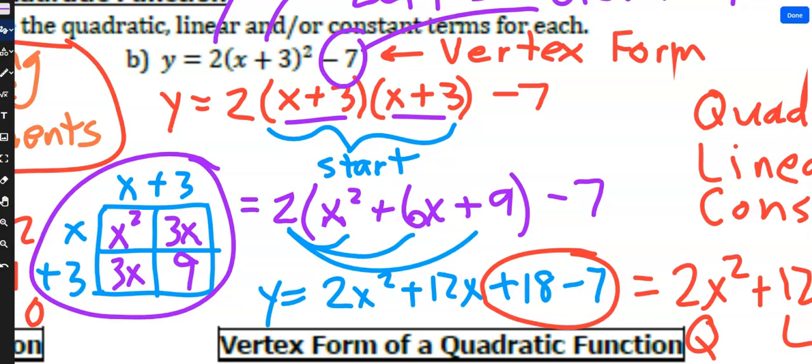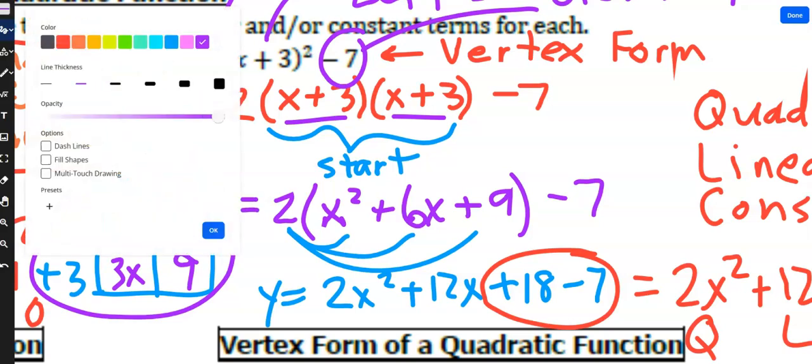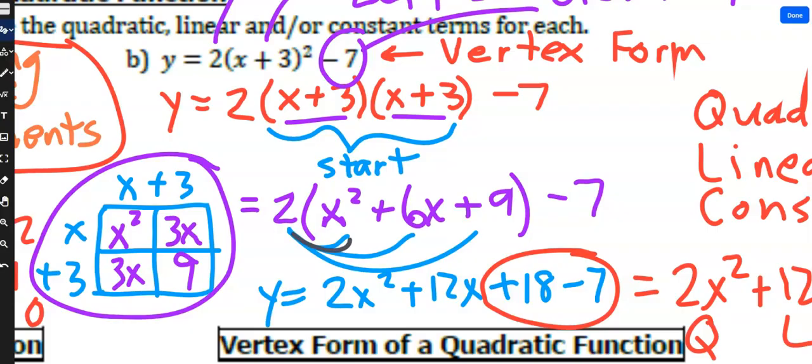Well, what do you do next? Then you do your distributing, right? Distribute, distribute, distribute. And that gets me at the bottom here 2x squared, 12x, 18. And then, of course, you still got your minus 7.